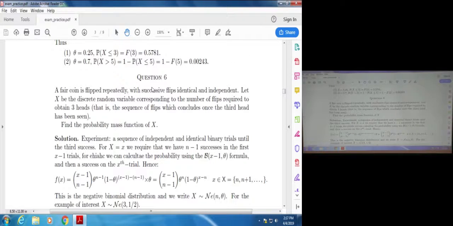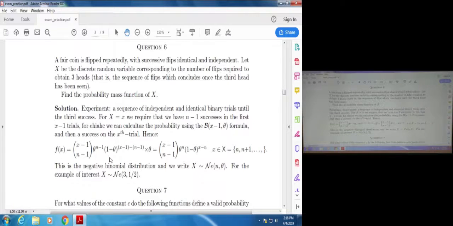Question 6. So we have a fair coin, and the word fair is important, that is flipped repeatedly, and the successive flips are independent and identically distributed. Let X be the discrete random variable corresponding to the number of flips required to obtain 3 heads. That is the sequence of flips which concludes once the third head has been seen. We are asked the probability mass function of X, and the answer is very simple because that's the negative binomial distribution, where we saw explicitly the construction of this. So there's nothing else to say there.